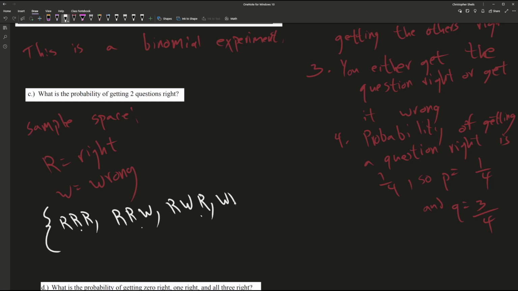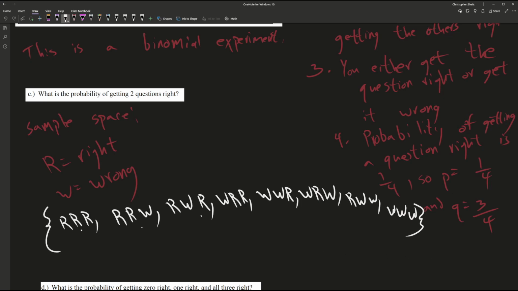So WRR, WWR, there we go, WRW, RWW, and WWW, where each of these letters indicates whether we got that question right or wrong. So RRR is we got all 3 of the questions right. RRW is we got the first 2 right and the last one wrong. RWR means we got the first question right, the second question wrong, and the third question right, and so on.